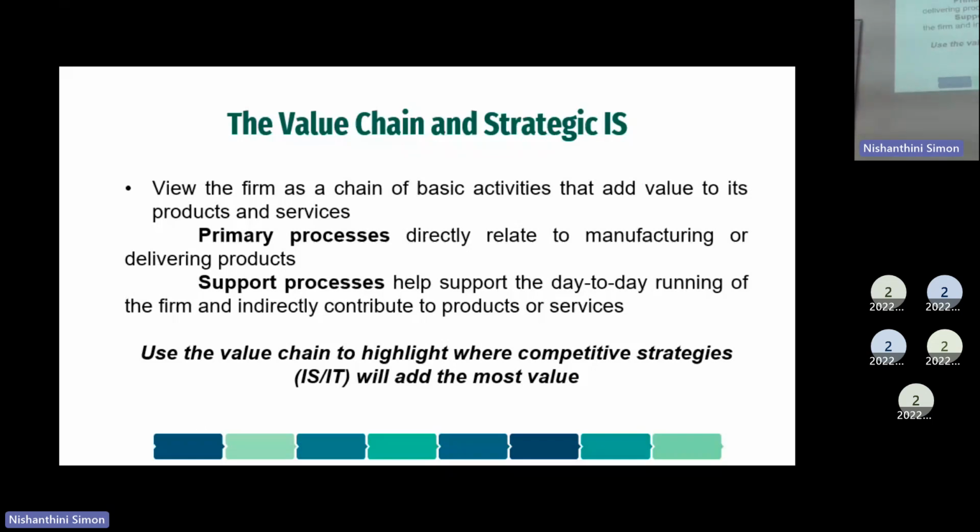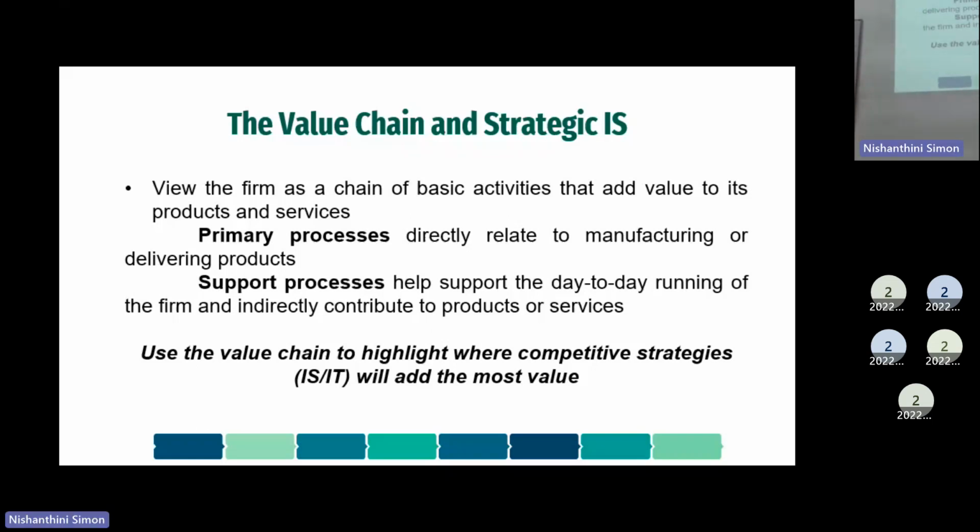So what is the connection, or why do information system users or organizations need to know about the value chain related to ITOIS? In your organizations, have you come up with a value chain? Have you done anything like that?